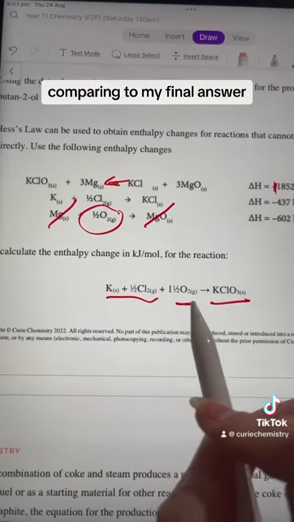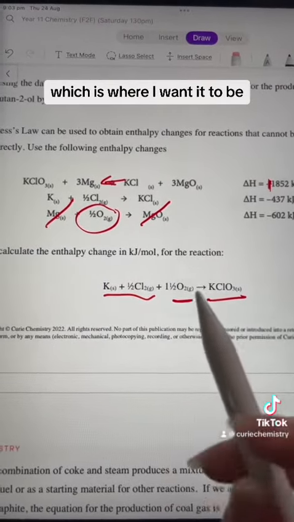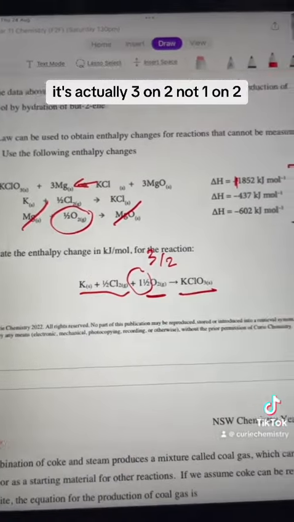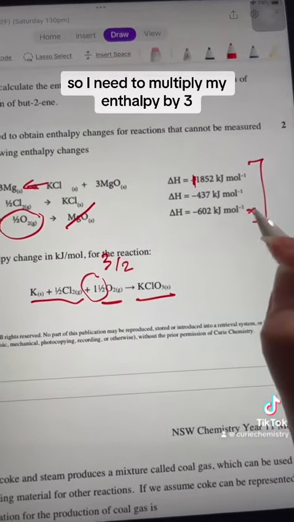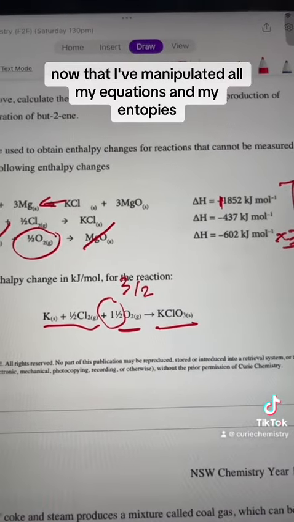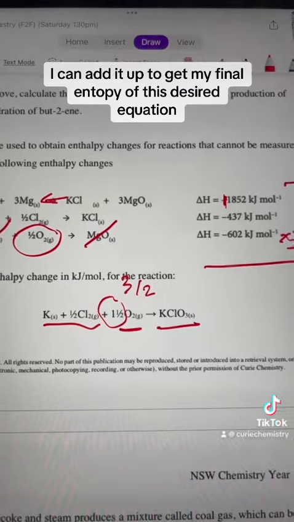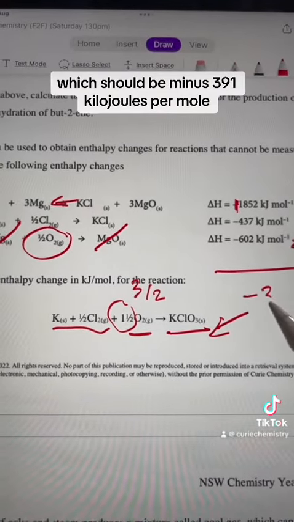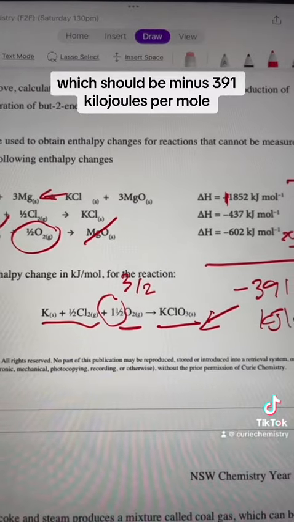Comparing to my final answer, O2 is on the left, which is where I want it to be, but in my final answer it's actually 3 on 2, not 1 on 2. So I need to multiply my enthalpy by 3. Now that I've manipulated all my equations and my enthalpies, I can add it up to get my final enthalpy of this desired equation, which should be minus 391 kilojoules per mole.